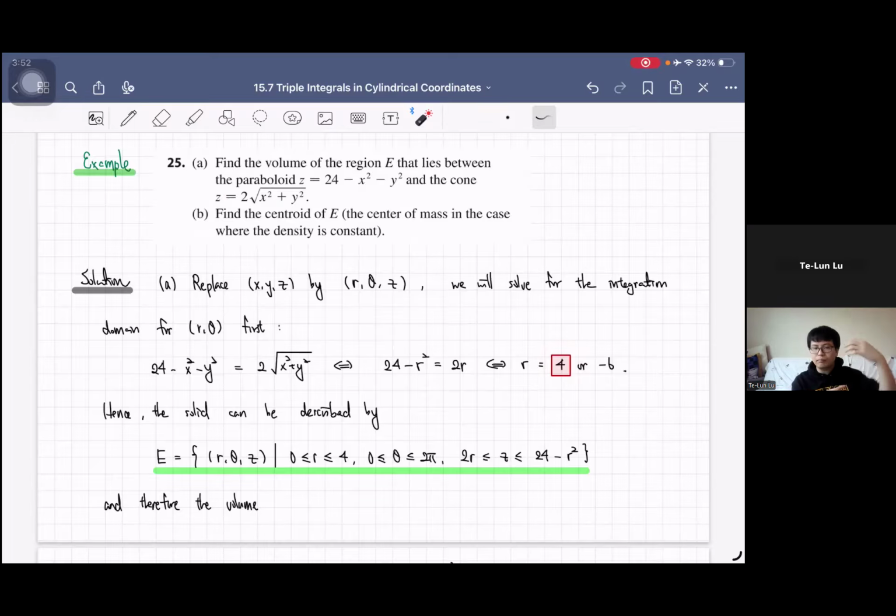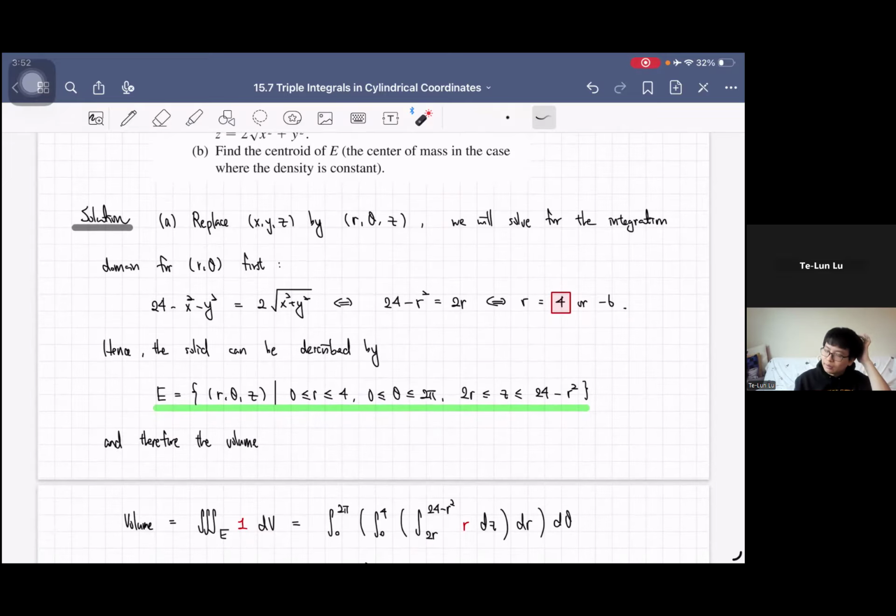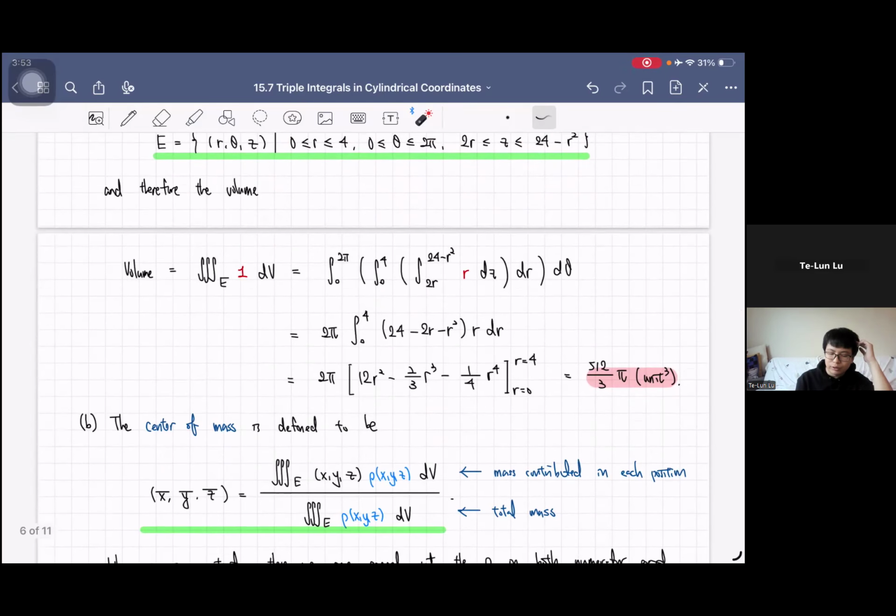So the solid can now be described in cylindrical coordinates in a really nice manner. r is between 0 and 4, theta is between 0 and 2 pi, it goes all the way around the z-axis, right? And z is bounded below by 2r and above by 24 minus r squared. And then it's really simple. The volume is simply the triple integral of 1 over that solid. Don't forget your r, very, very important. Then it's a very simple polynomial integration, which finally gives 512 pi divided by 3 units cubed. Okay, this is the volume of this particular object.